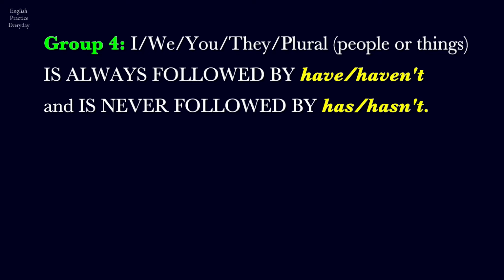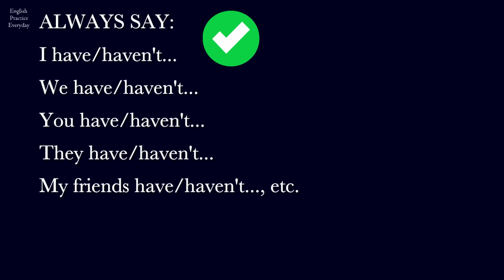Group 4. I, we, you, they, plural of people or things is always followed by have and haven't and is never followed by has and hasn't. So always say I have or I haven't. We have, we haven't. You have, you haven't.